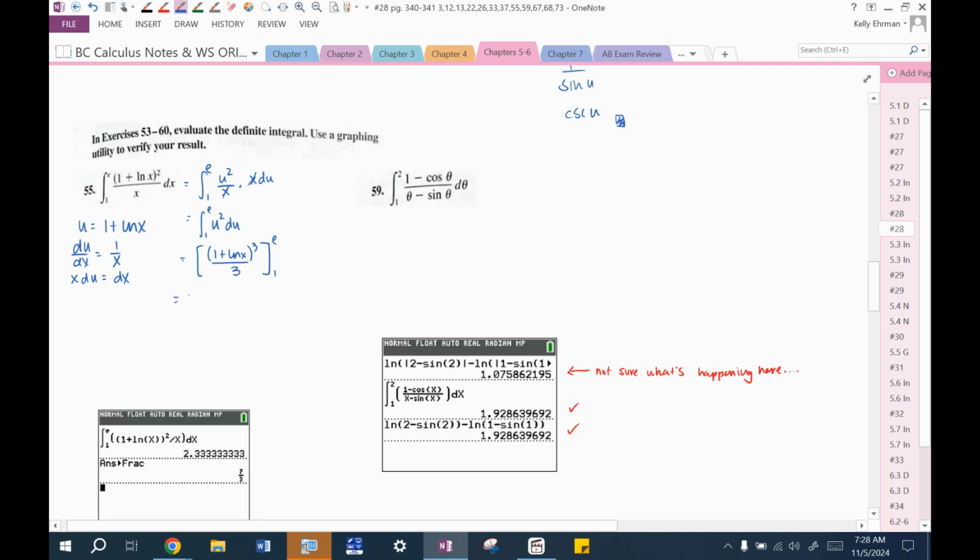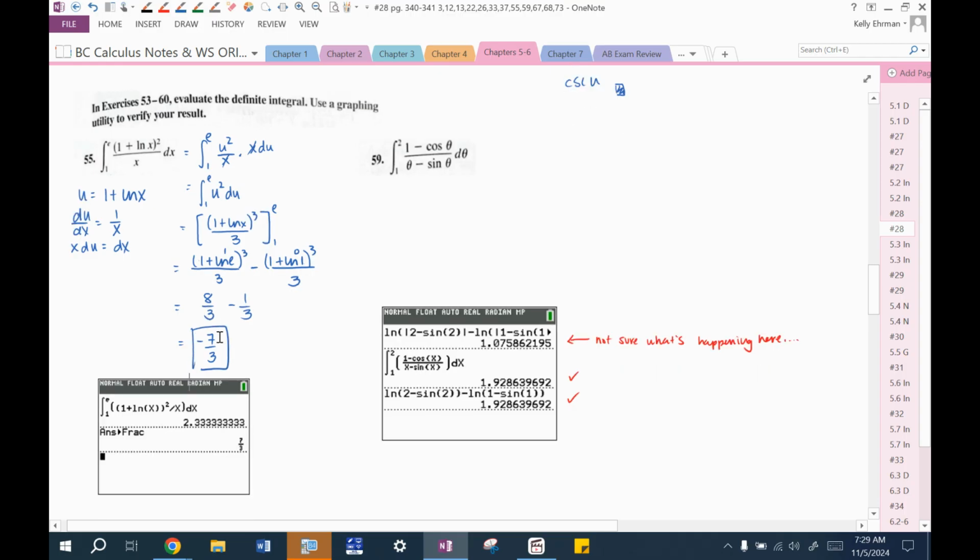Now we have to remember how to work with natural logs. So 1 plus ln e to the third over 3 minus 1 plus ln 1 to the third over 3. You could also have factored a 1/3 out. Natural log of e is 1 because remember that's saying e to what power is e. So 1 plus 1 to the third is 8/3. Natural log of 1 is 0 because that's saying e to what power is 1. So 1 to the third is 1/3. So my answer here is negative 7/3.